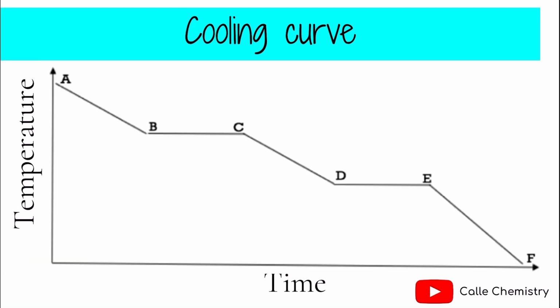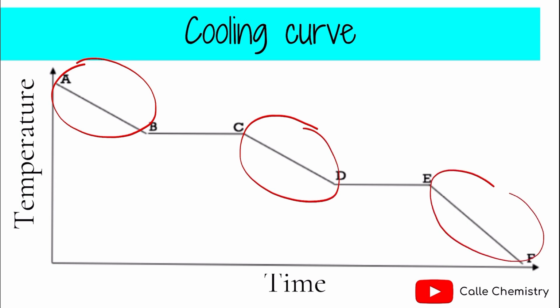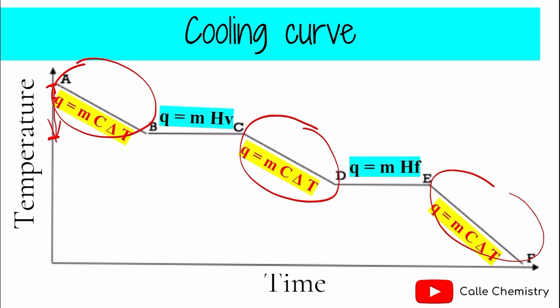Now for the cooling curve, the same thing applies. So on the slopes, when the temperature is changing, in this case the temperature is dropping, going down, that means that we're going to use Q equals MCΔT. So the same thing that we talked about in the heating curve, the slopes, Q equals MCΔT. And during the phase changes, you're going to use either the heat of vaporization or heat of fusion.